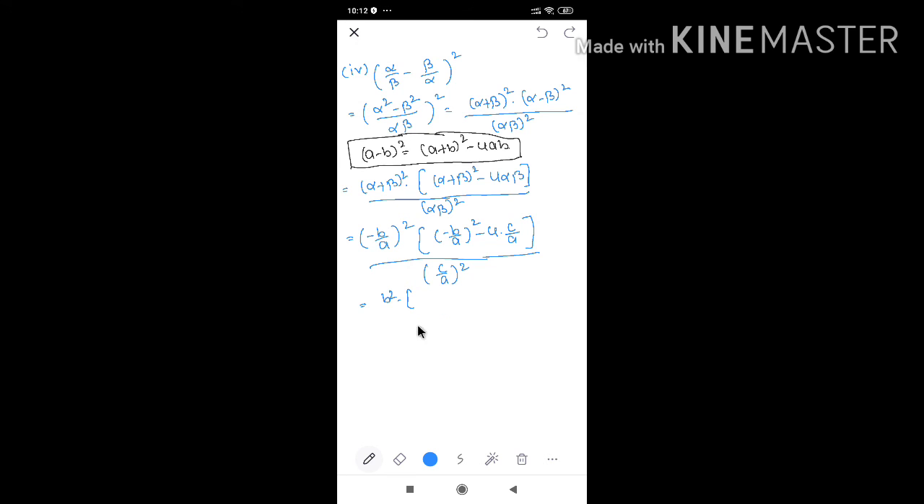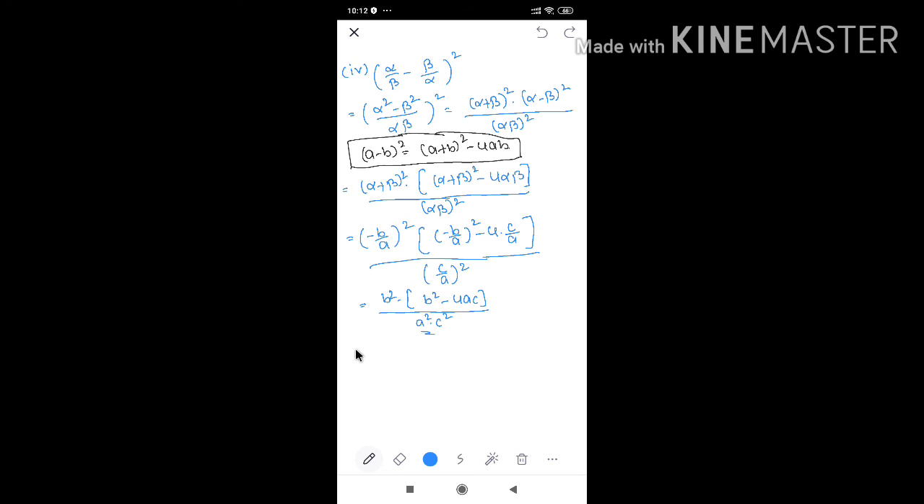Here a square is the LCM. b square minus 4ac by, here one a square is there, that a square will come down. Here this a square will get cancelled. a square c square. So this is the answer for the fourth one.